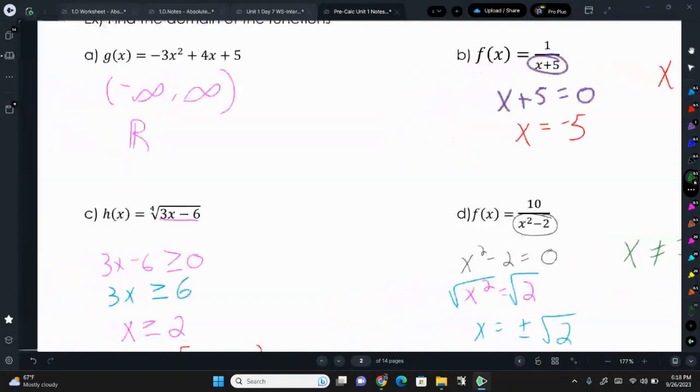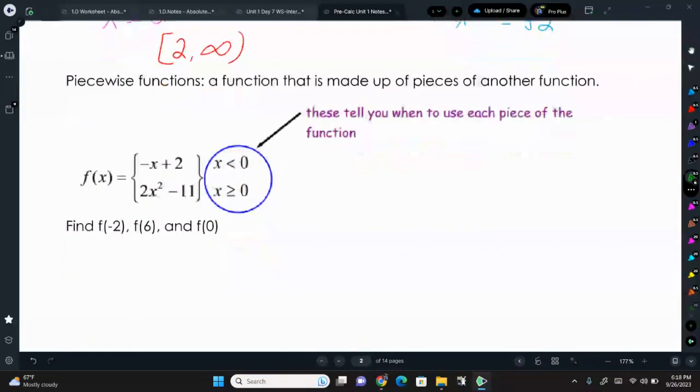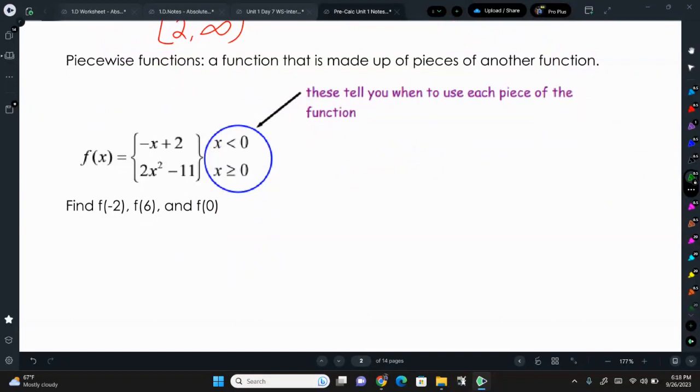So the last thing we'll talk about is what's called a piecewise function. A piecewise function is a function that is made up of pieces of other functions. And it looks like this. We have f of x equals, and we have two functions listed. We have negative x plus 2 and 2x squared minus 11. And over here tells you when to use each function.